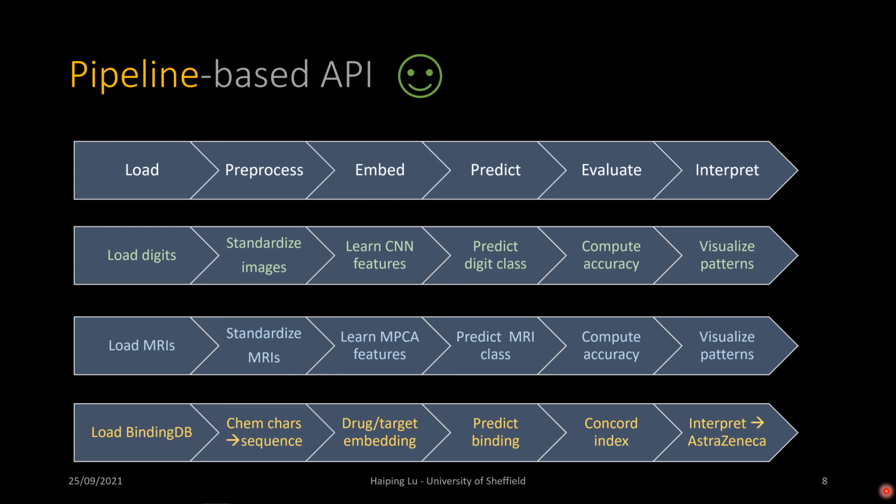In our collaboration with AstraZeneca on drug discovery, we load the binding DB first, and then we convert the chemical characters to a sequence of numbers. And then we learn the embeddings for drugs and targets separately. And then we predict their bindings by training a classifier. And we evaluate the prediction performance by building new metrics like Concordance index. And then we pass our learning outcome and learned features for interpretation by our collaborator AstraZeneca.